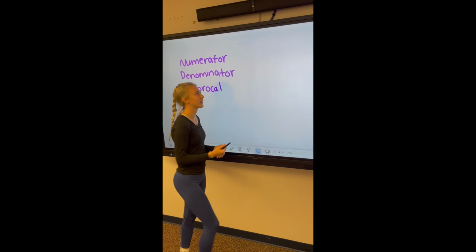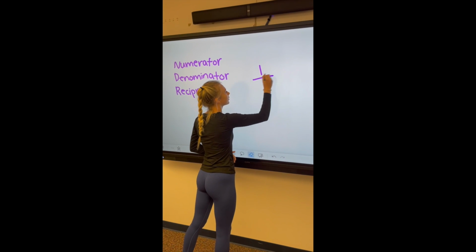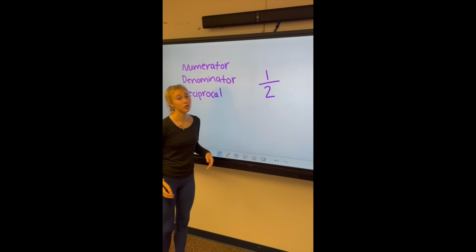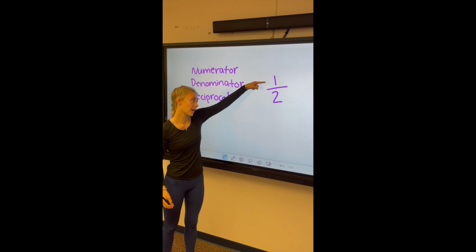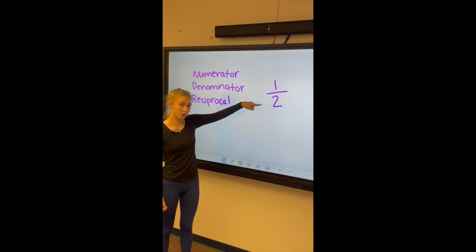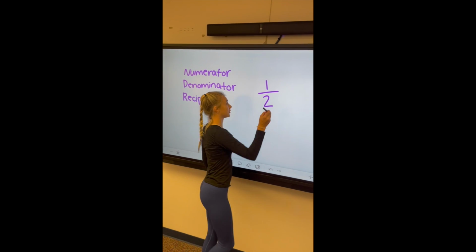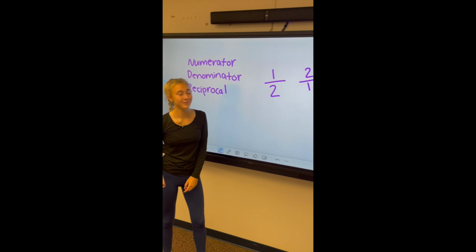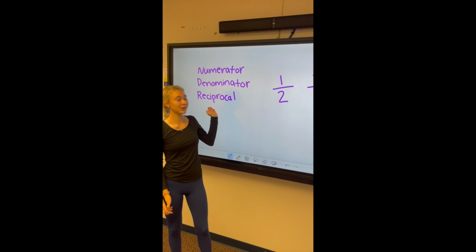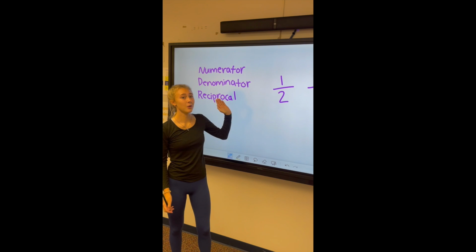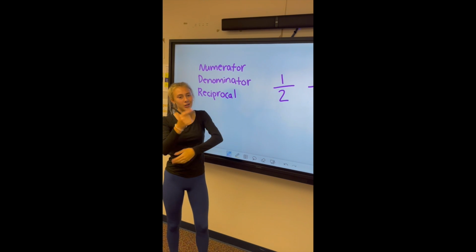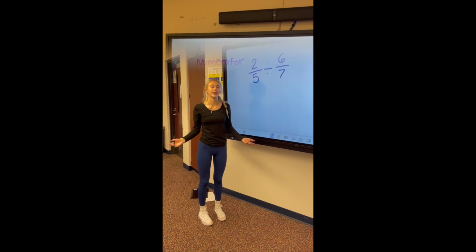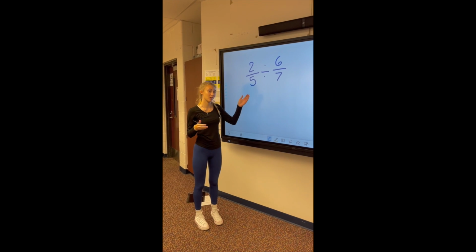So let me show you an example. For 1/2, the numerator would be 1, the denominator would be 2, and the reciprocal would be 2/1. And a special skill about reciprocals is whenever you multiply them together, you're always going to get 1.